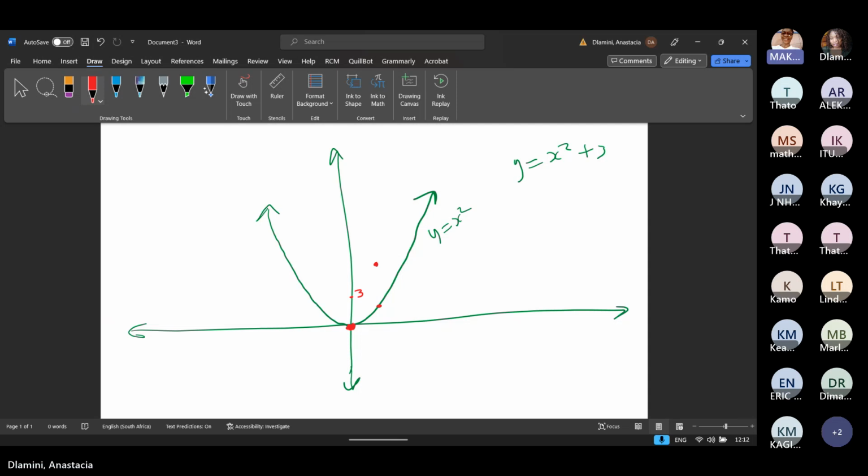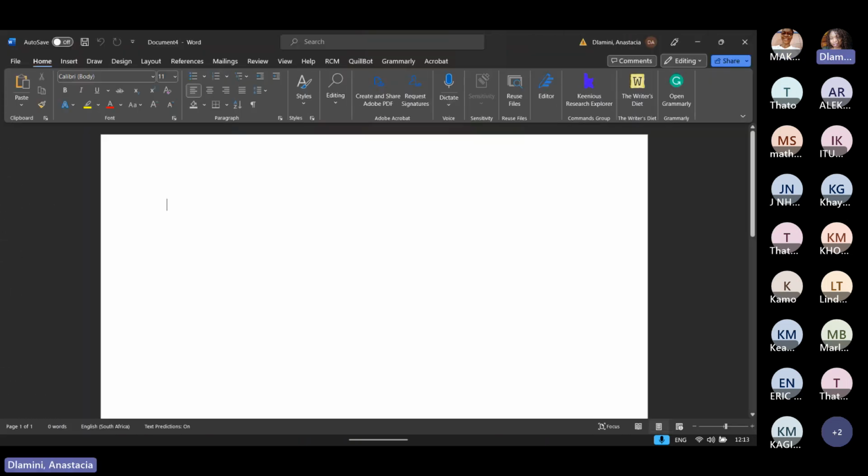Yes, ma'am. And this point will be here. This point that was here will be here. So then your new graph will look like this. Okay, so your original graph just went up. So now this is no longer 0, 0. It's from 3 upwards. Do you see that? Yes. Thank you. Let's move to the next one.